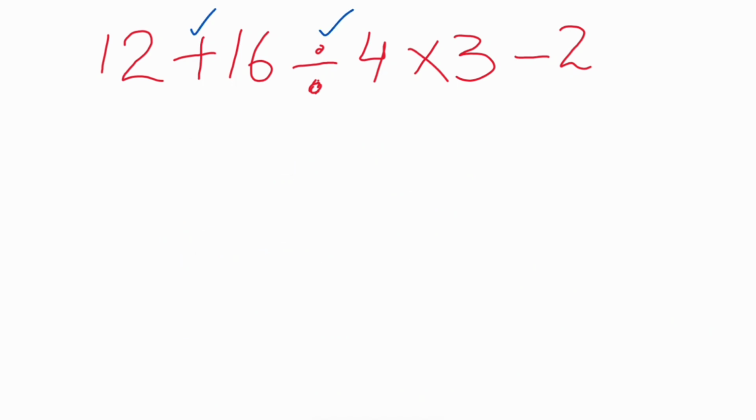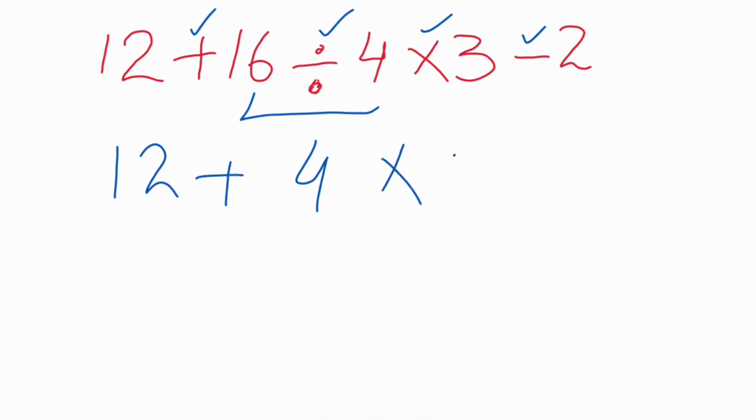Plus, divide, multiply, minus signs are given. Multiply and divide: the divide operation is performed first, because it is given on the left side of the multiply sign. So 16 divide 4 equal to 4. Write the other numbers: 12 plus 4 multiply 3 minus 2.